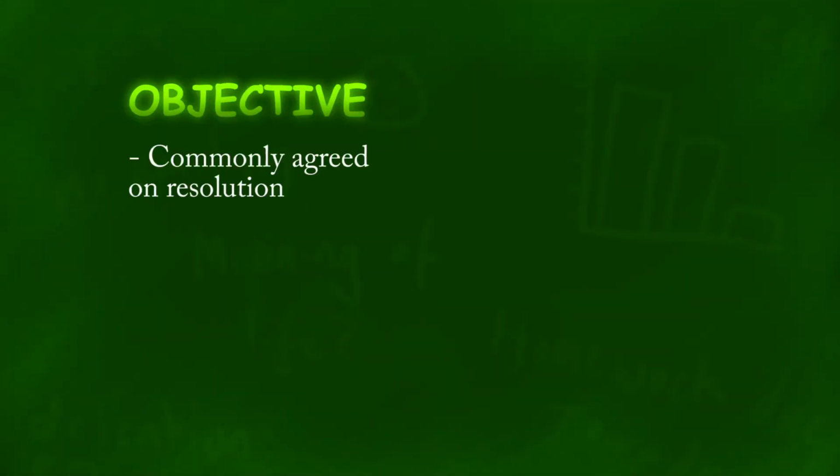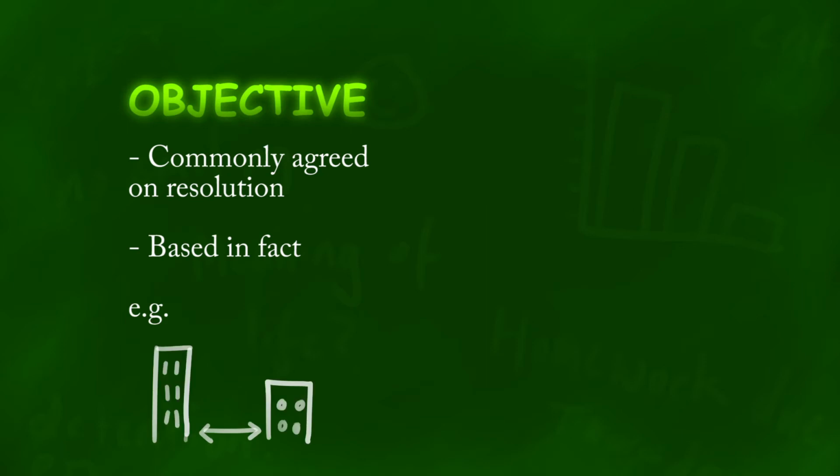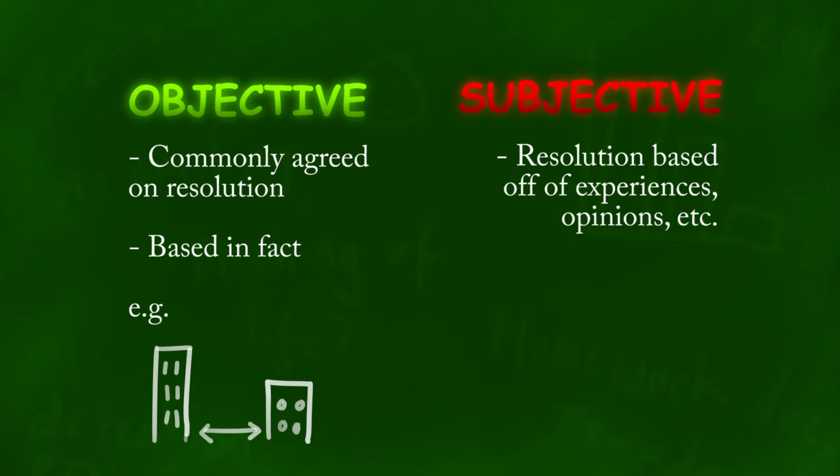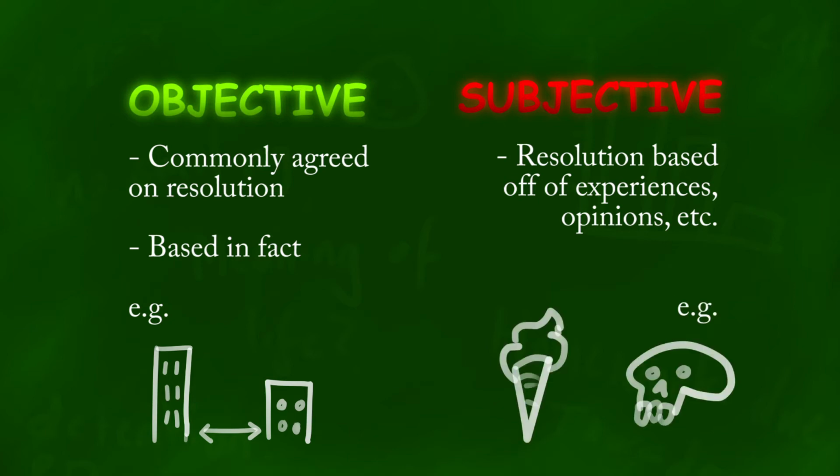To figure that out, we have to figure out why art seems to be unable to be a universal idea. Before we can get to that, we have to explain the difference between objective and subjective. A quick summary is that an objective thing is a commonly agreed on resolution based in fact, such as the distance between one building and another, while a subjective thing is a resolution based off of an individual or group's experiences, opinions, and general way of thinking, such as a person's likes and dislikes. Or to simplify it further, objective is fact, while subjective is not.